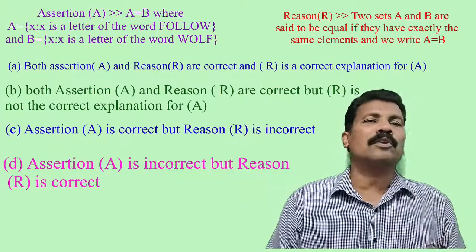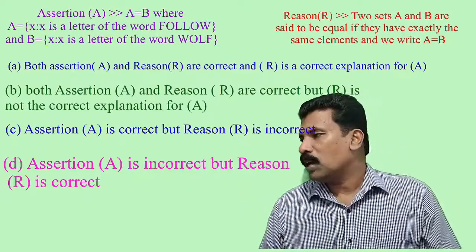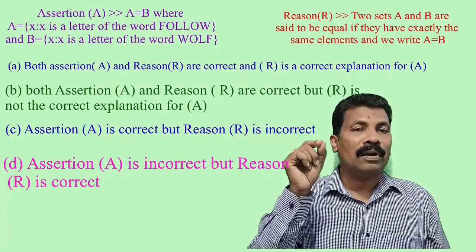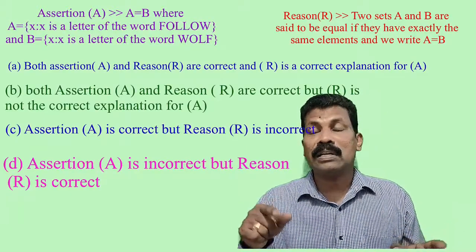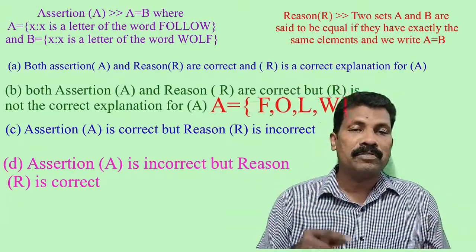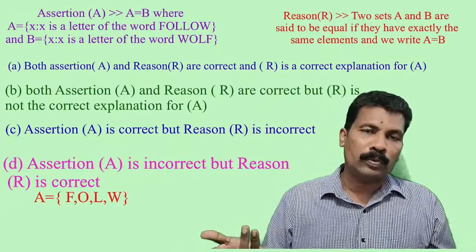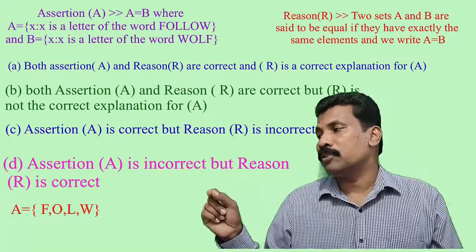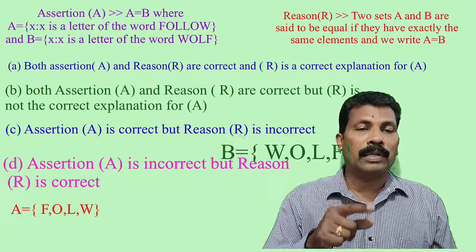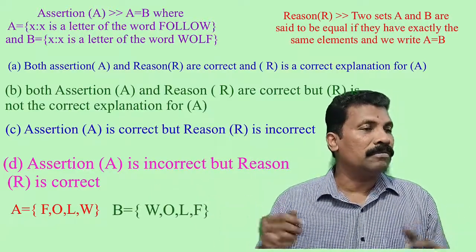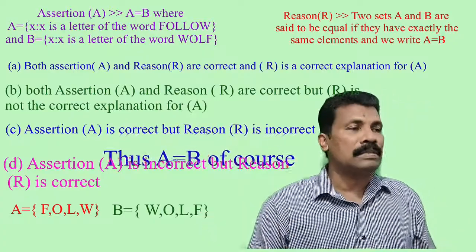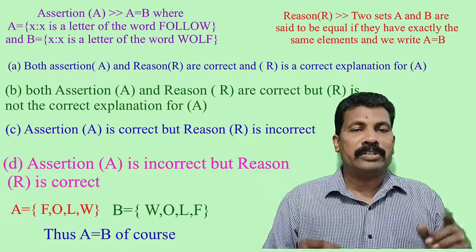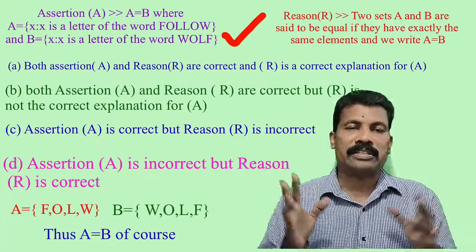So when we write it in the roster form, tabular form, what we get? We get the set of all letters which are distinct in the word follow, means F, O, L, W. Similarly, B is the set of all letters in the word wolf. So that is again W, O, L, F. What we see? Both these sets are equal. So given statement, assertion, is a correct statement.